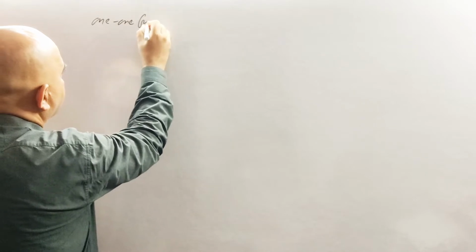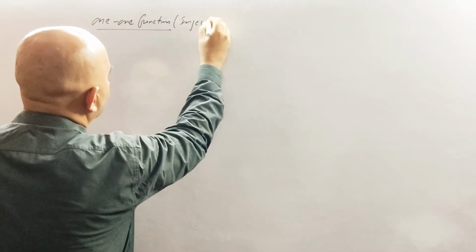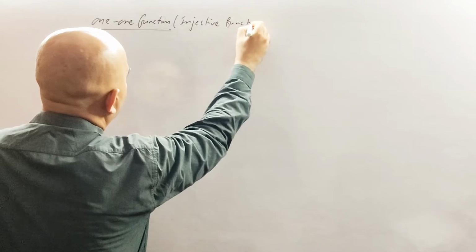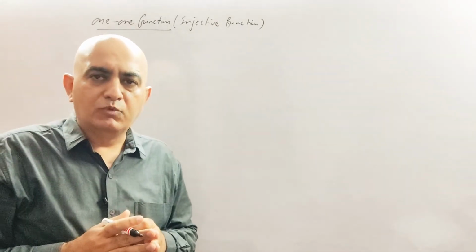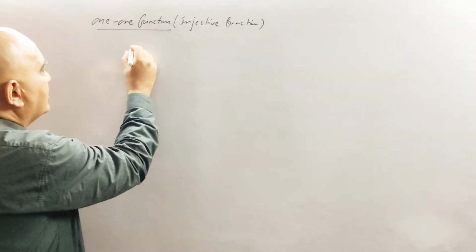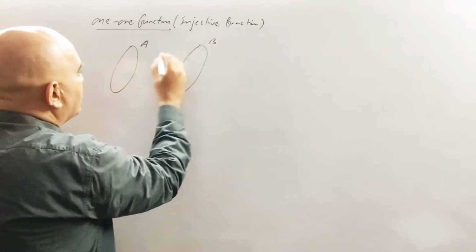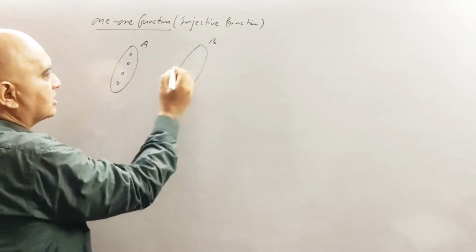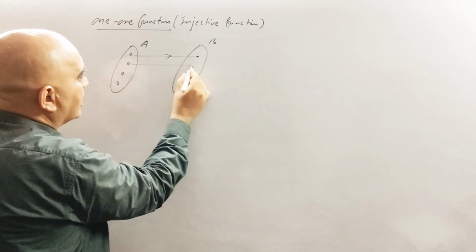Now we will discuss the one-one function first. What is a one-one function? You can say it is an injective function. Injective function and one-one function are both the same. One means one is associated with one. Suppose we have two sets A and B, and each element of set A is connected with some unique element of B.